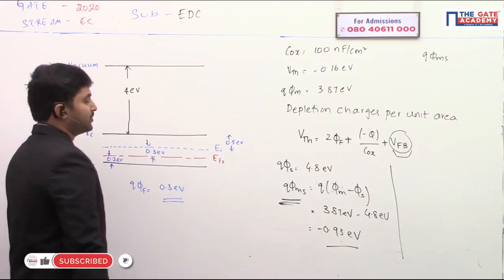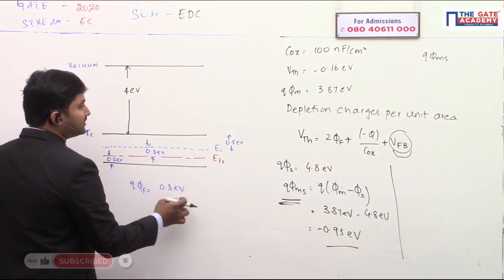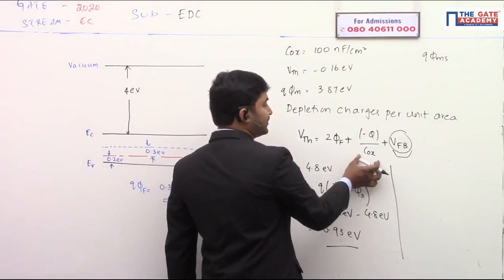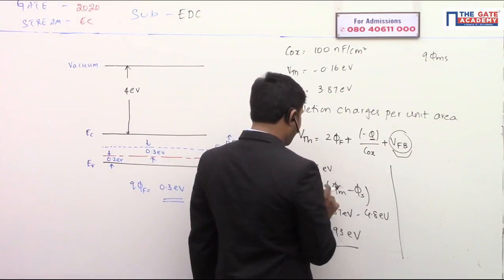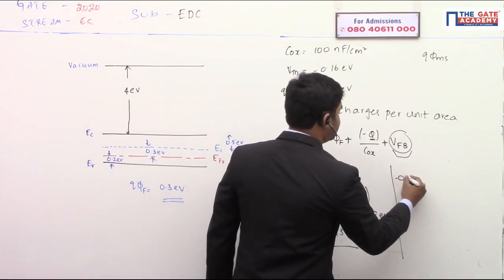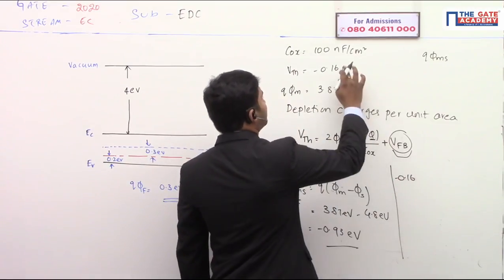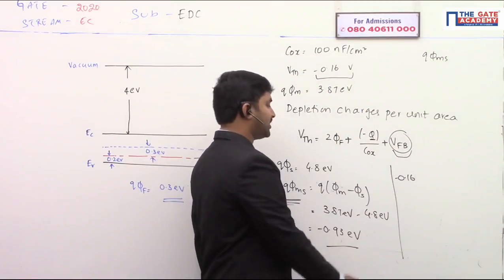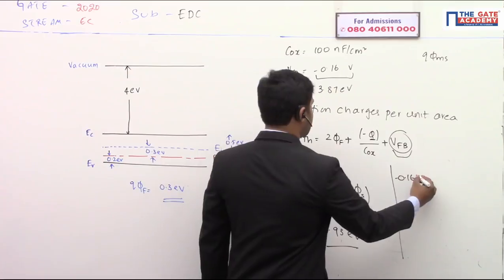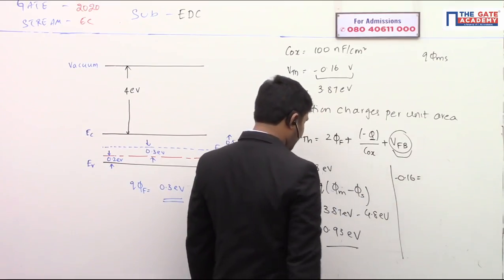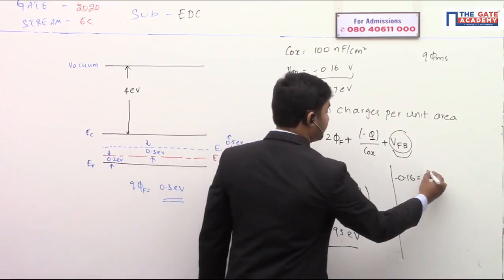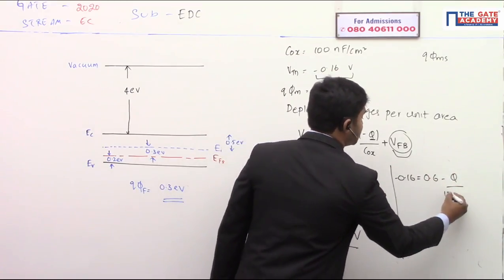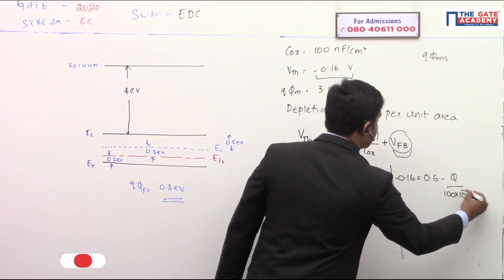So 2 phi f, we know phi f is going to be 0.3. It means the 2 phi f will be 0.6. Here COX is given, we have to find the charge. VTH is the threshold voltage, which is minus 0.16. I'm sorry, it is not in terms of electron volts, it is volts, because it's a threshold voltage. So minus 0.16 volts is equal to the top 2 phi f. What is 2 phi f? 2 phi f is 0.6 as we have discussed. Minus Q divided by COX, we can take it as 100 into 10 power minus 9, plus VFB.